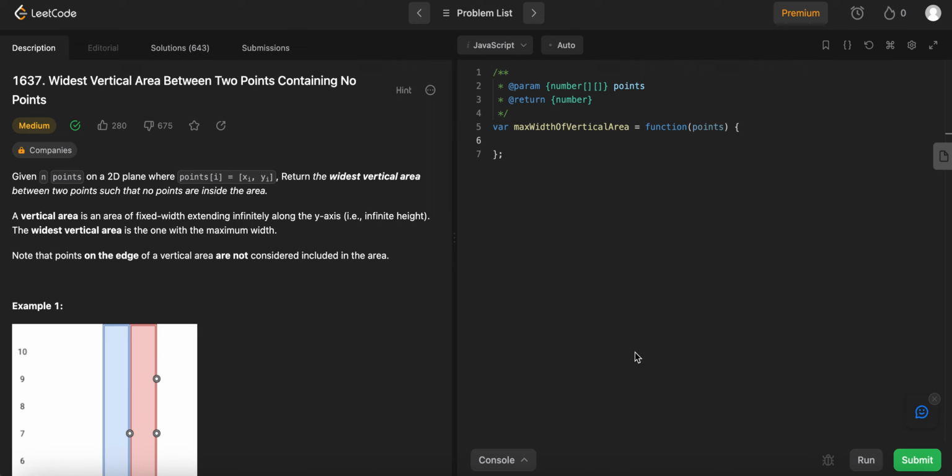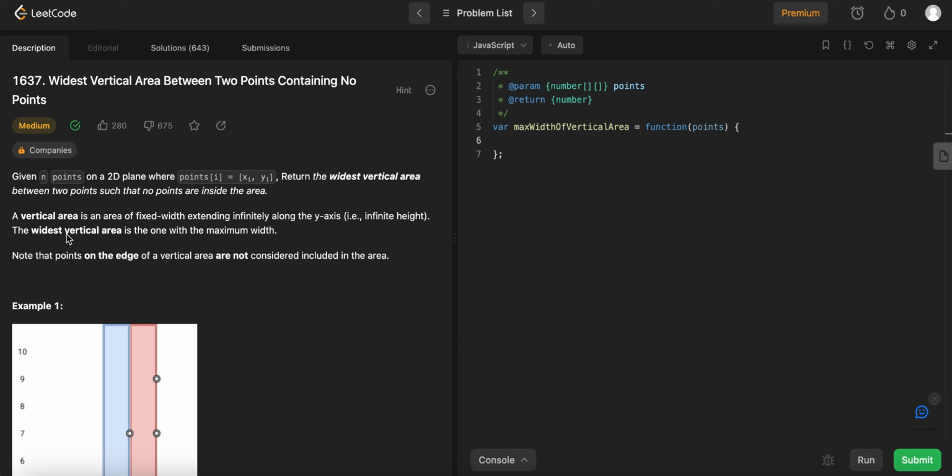Hey everyone, today we're working on LeetCode Challenge 1637. In this challenge, our input is an array called points, and we're given coordinates with x and y values. And they want you to return the widest vertical area between 2 points such that no points are inside the area. So what does that mean?